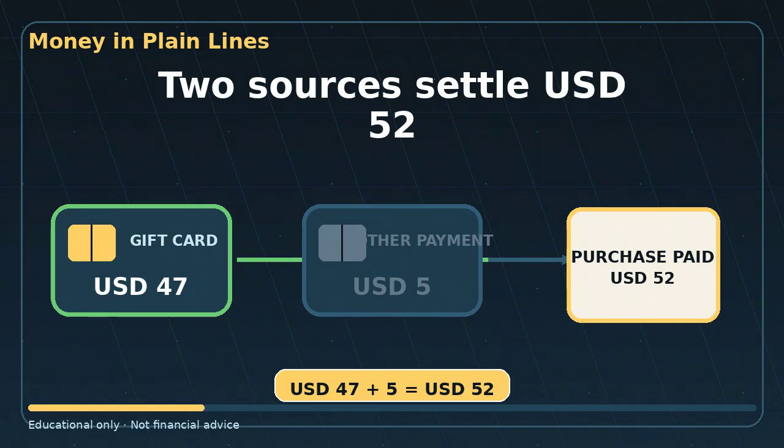The register applies the full $47 gift card balance and combines it with $5 from another payment method. Those two sources total $52 and settle the second purchase without pretending the gift card held more.